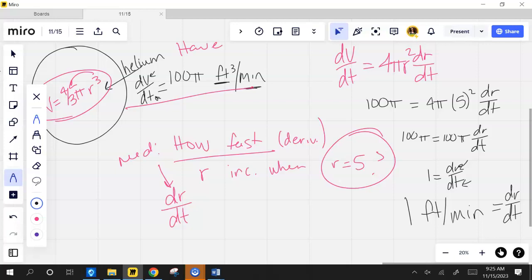So make sure you can interpret this and you understand what it is we found. At the exact moment that the balloon is increasing at a rate of 100 pi cubic feet per minute, the radius is increasing 1 foot per minute. So for every foot it increases, the volume increases 100 pi. Does that make sense? You ready for a doozy, and then I'll stop and let you work.